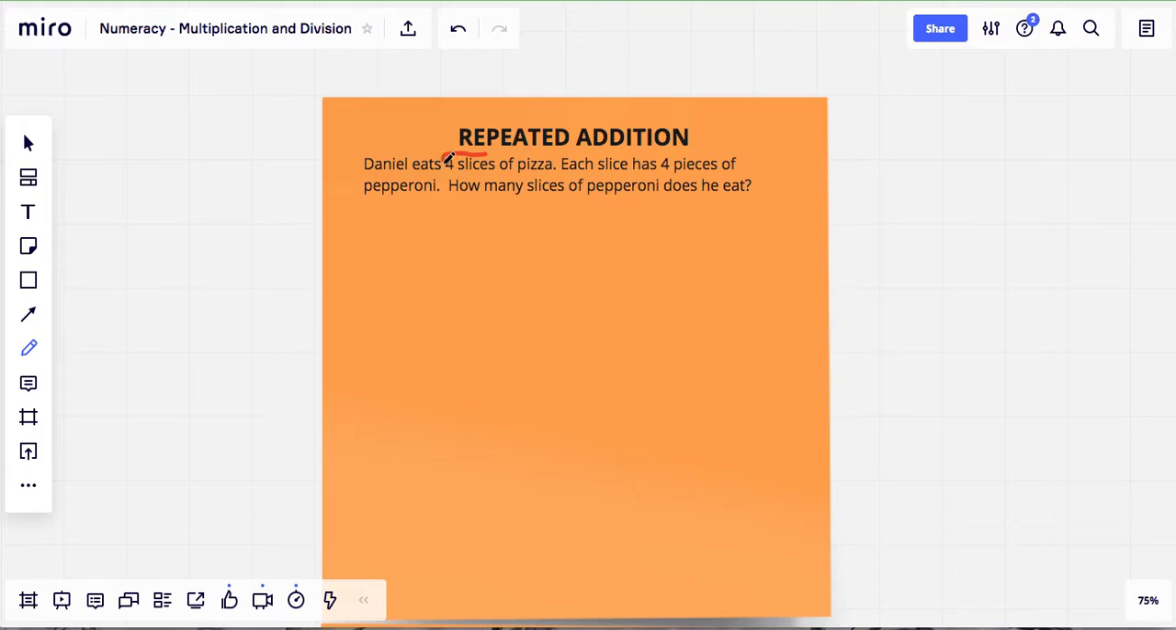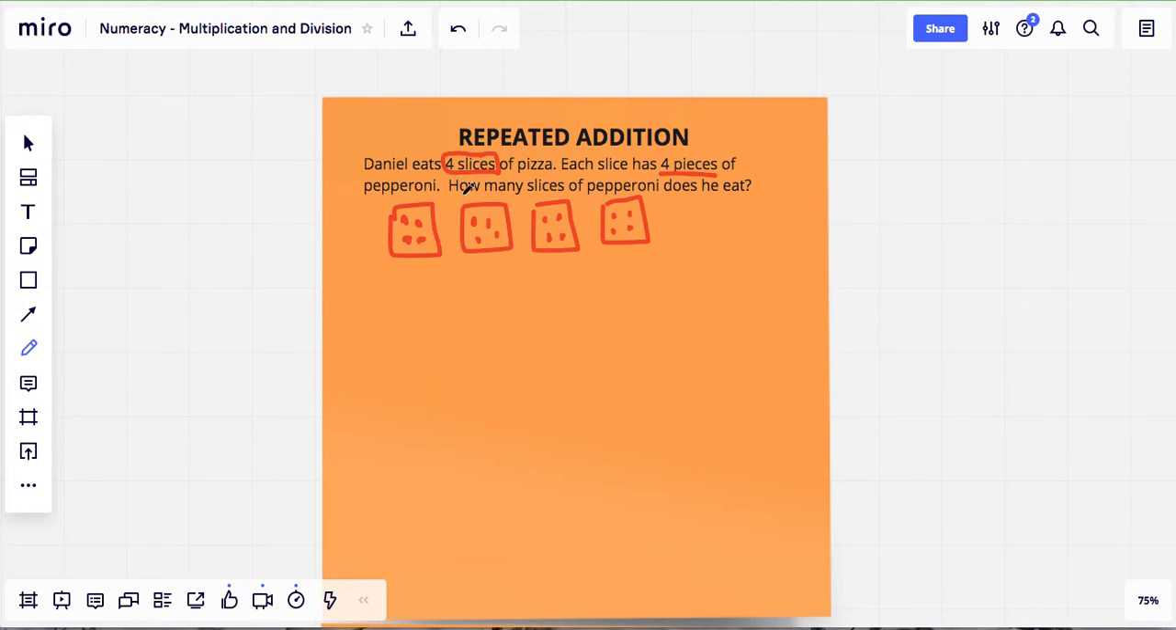So we know that he has 4 slices, so I can draw those out. So let's just say that they were square slices. And on those slices, it says each slice has 4 pieces of pepperoni. So if I just draw 4 pepperonis here for each pizza, you might look at this and say that looks a lot like groups, and you're right, it kind of does look like groups when I'm drawing it out in picture form.